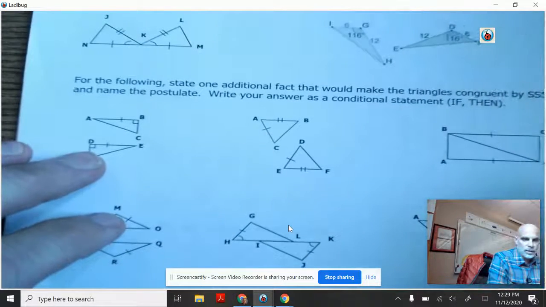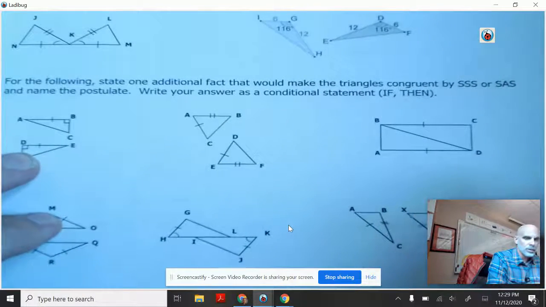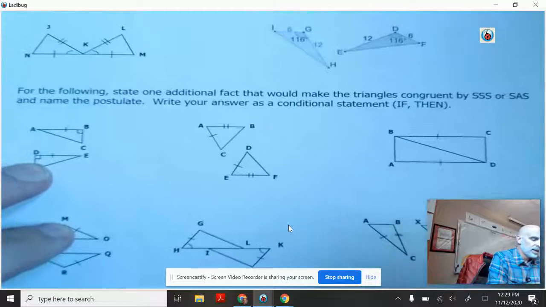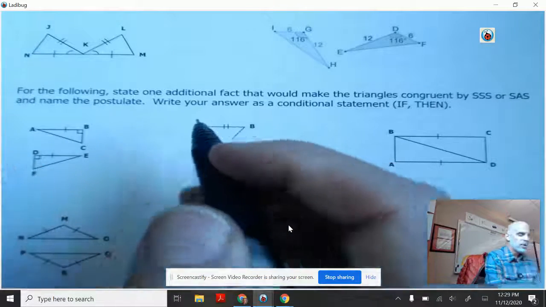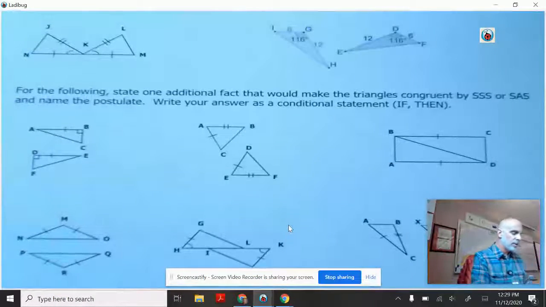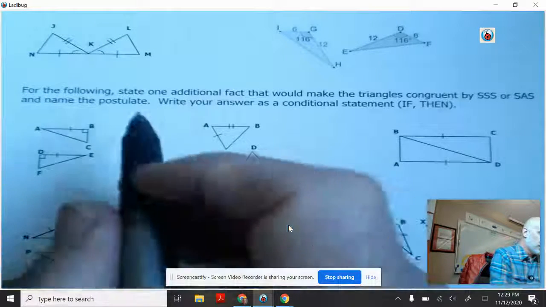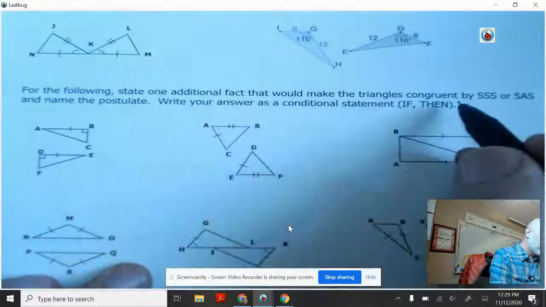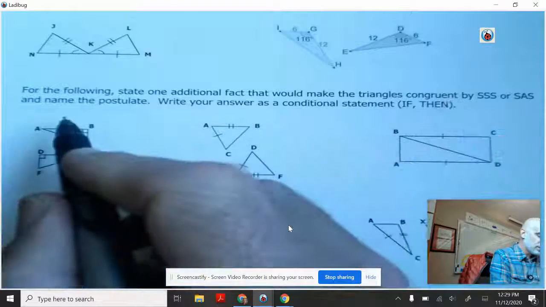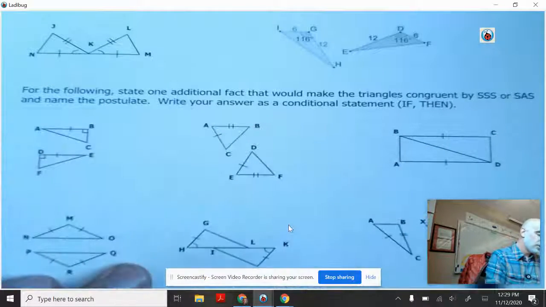So let's look here to the next section. These sets of directions are a little bit different. It says state one additional fact. When we do these problems, we're trying to train your brain to get ready to do proofs, from an open format from the beginning. So state one additional fact that would make triangles congruent by side-side-side or side-angle-side, and name the postulate. Write your answer as a conditional statement, if-then.